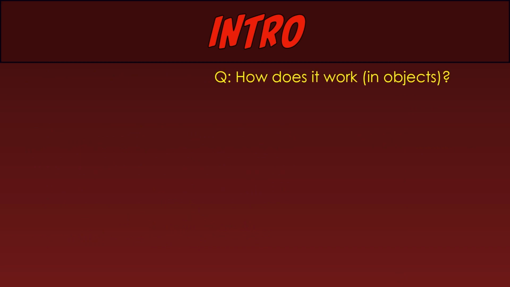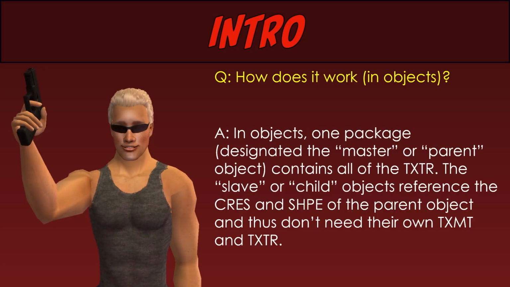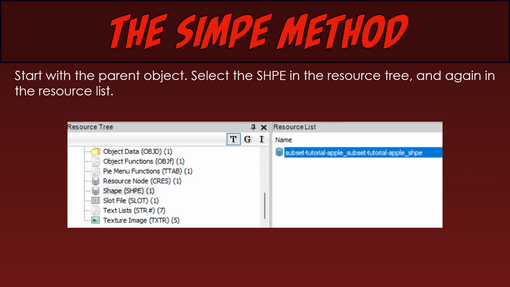How does it work in objects? In objects, one package, designated the master or parent object, contains all of the TXTR. The slave or child objects reference the CRES and SHPE of the parent object and thus don't need their own TXMT and TXTR. The SimPe method.